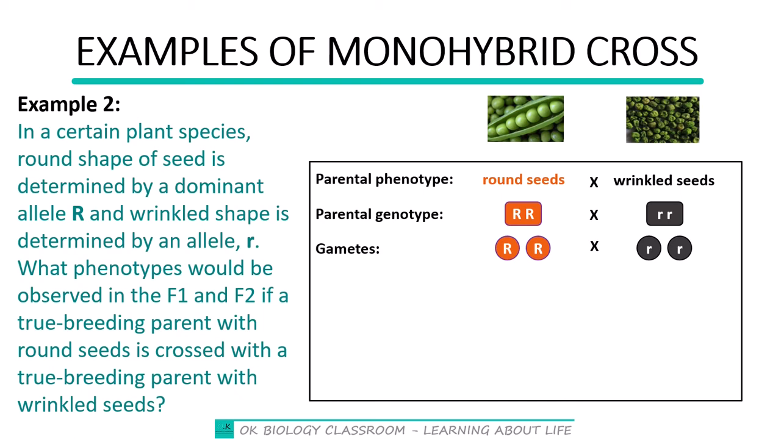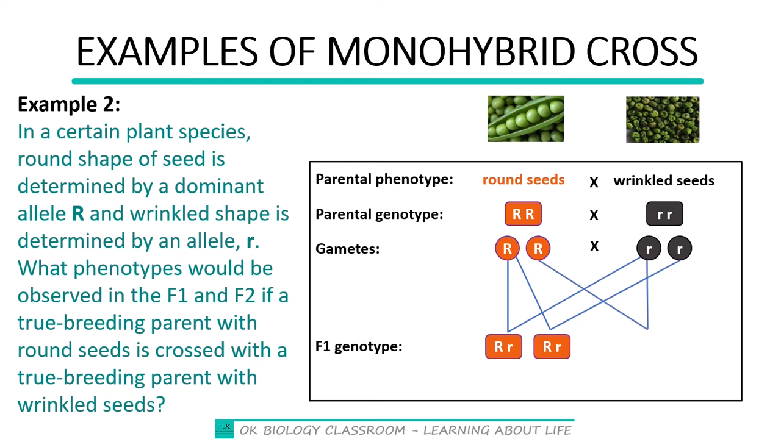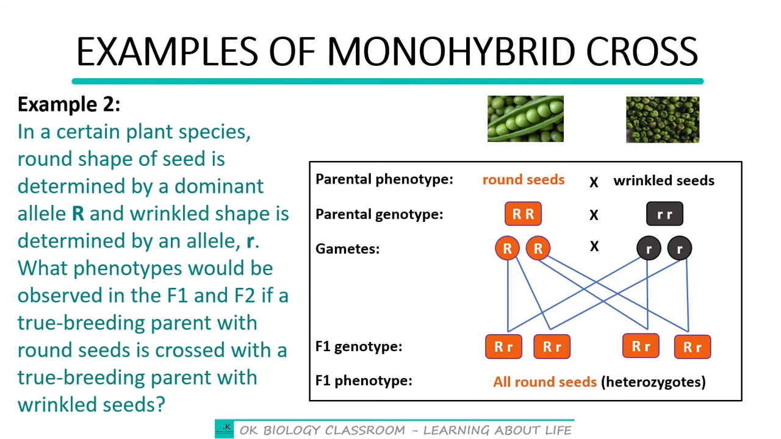Okay, so now let us look at the possible combinations in the F1. So the first would give capital R, small r. First with second would give capital R, small r. Second with first would give capital R, small r. Second with second would also give capital R, small r. So in this case, we are going to observe that the F1 phenotype would show only round seeds.